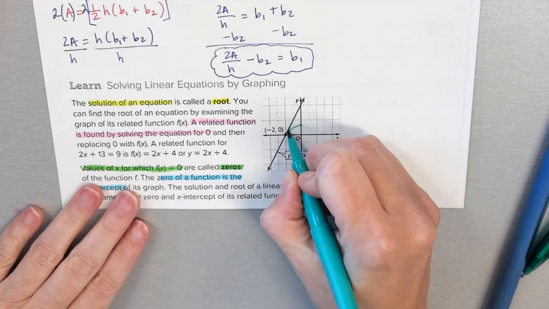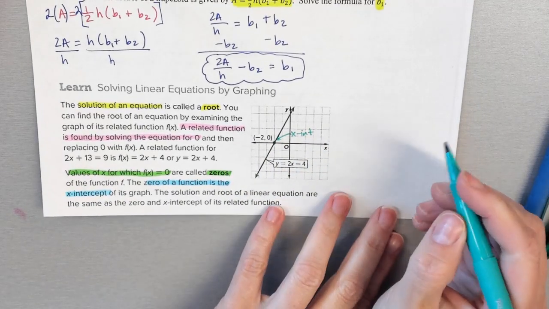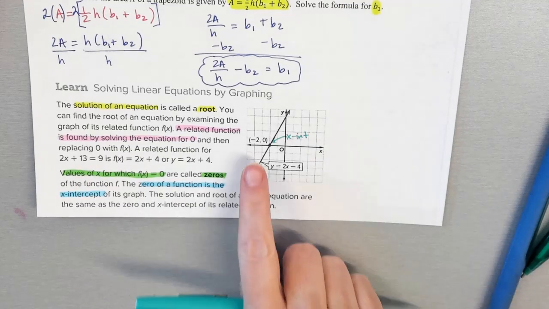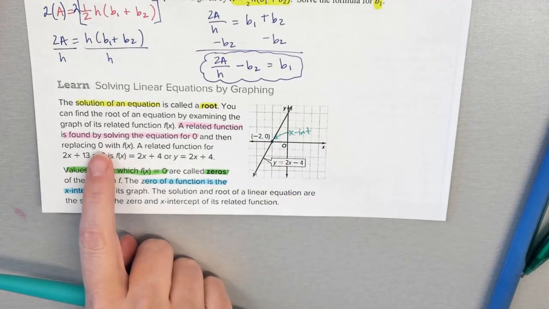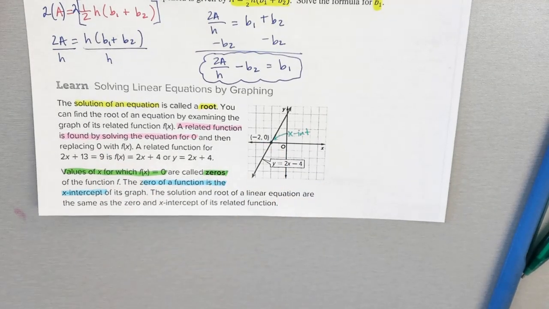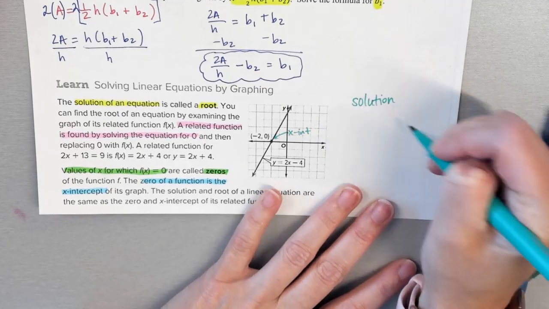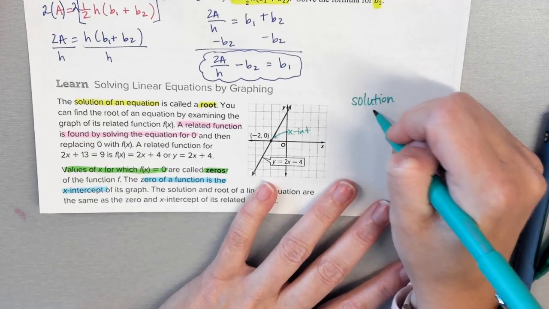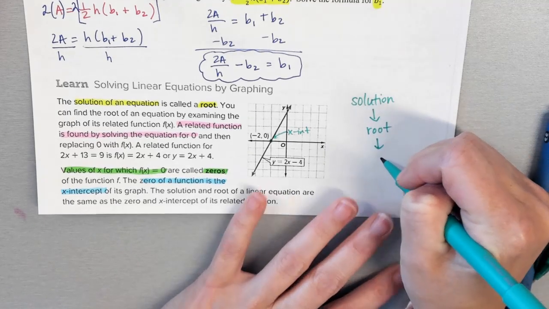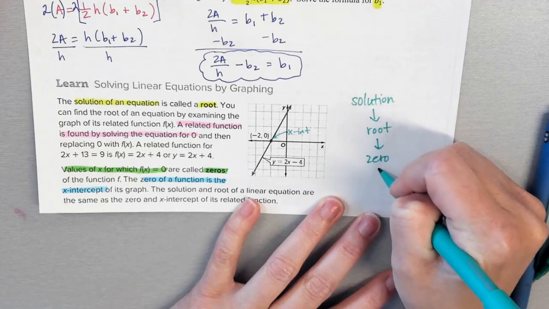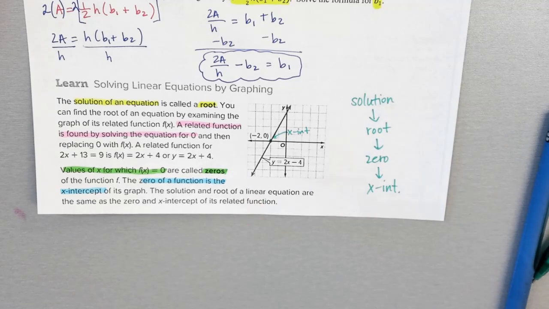This here, that's your x-intercept. Okay, where it crosses the x-axis. Anytime you have an x-intercept, remember, the y value is always 0. That's why you can set it equal to 0 and solve. And all of these terms are interchangeable. So directions might tell you to find the solution. They might tell you to find a root. They might tell you to find the zeros. It might tell you to find the x-intercept. All of those are the same exact thing.